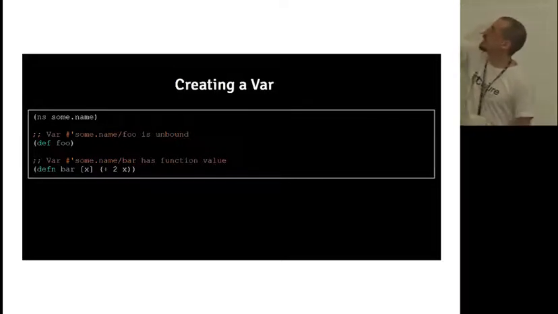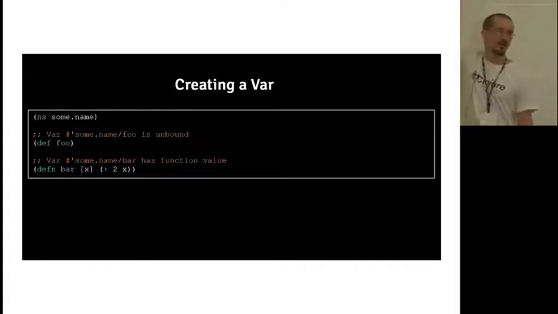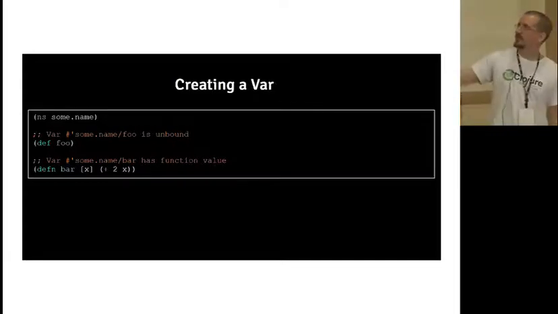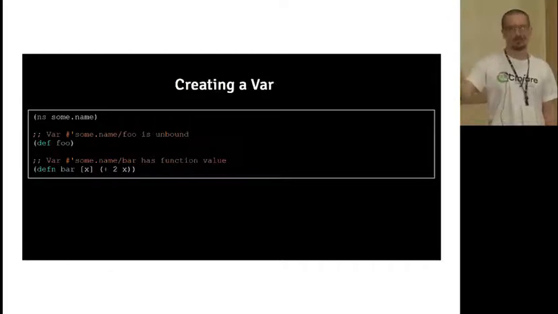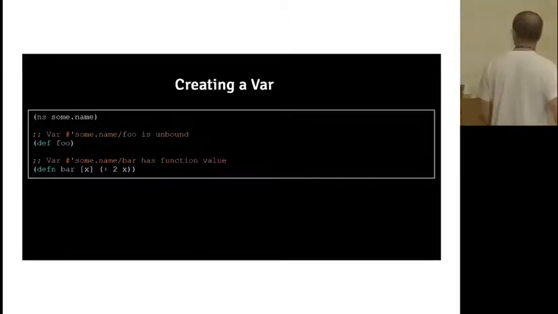Notice the syntax here for printing out vars. Sharp quote, namespace name, slash, var name. This little bit right here, this sharp quote, is called var quote. It's just the way that Clojure prints out vars. If you didn't have that there, it would be the symbol foo in some namespace. We don't want to refer to that. We want to say the var. Okay? Vars have values. Symbols don't. They're different. Okay? Does that make sense?